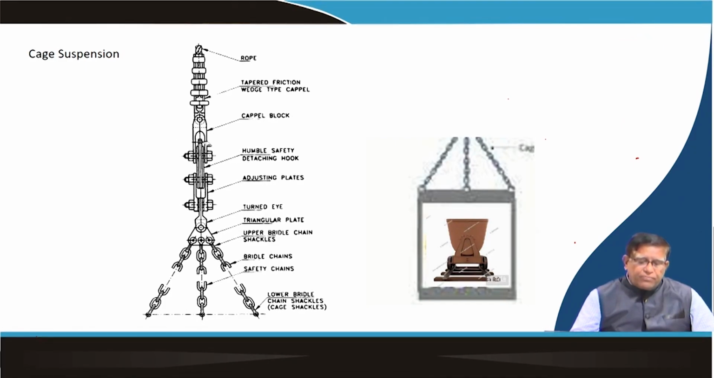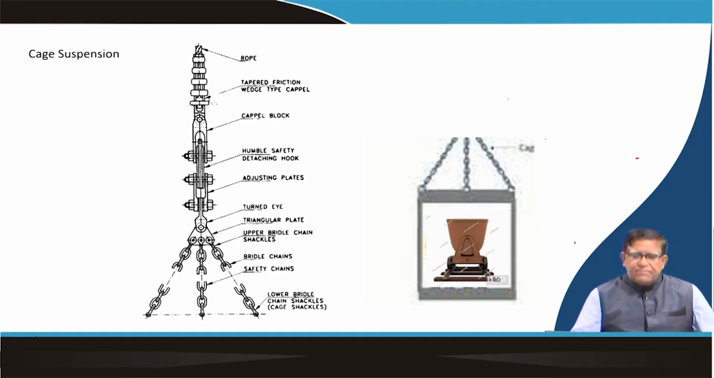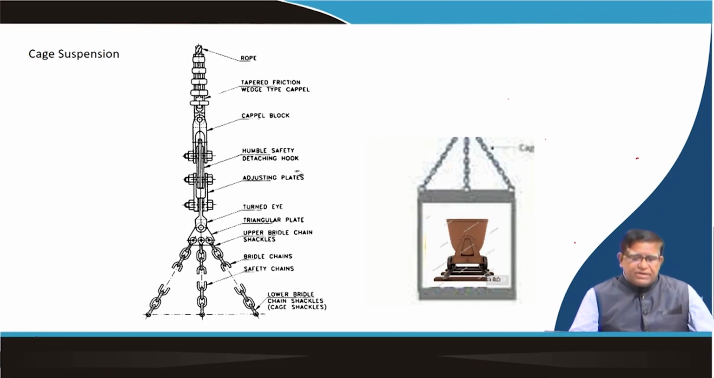At the top of it, that rope will have to be terminated to this through a couple block, and above it the rope is terminated with a wedge type of couple. There are different types of this rope termination system, that is white metal couple, wedge couple, thimble couple. Depending on that, these arrangements are made, so that your cage is suspended.